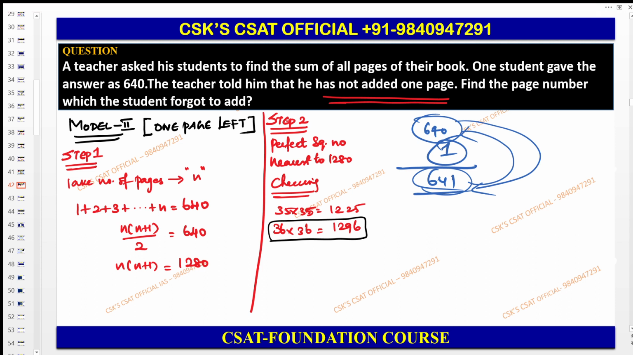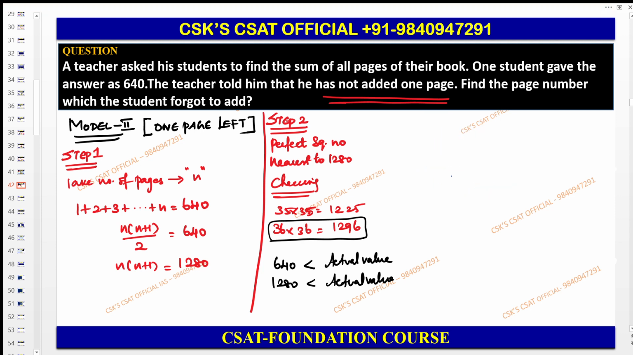Yes, sir. Okay, fine. Now 640 is lesser than the actual value. Similarly, 1280 is lesser than the actual value. So in this case, you do nothing. Whatever be the nearest number, you can take it as n. So now step number 3. What is n here? Now n is equal to 36.